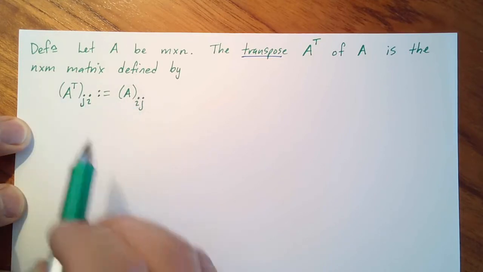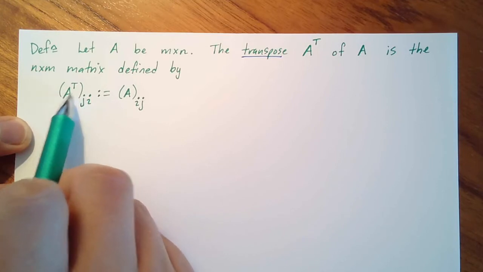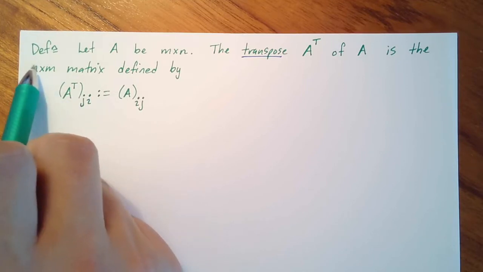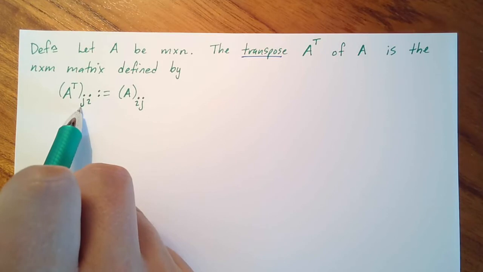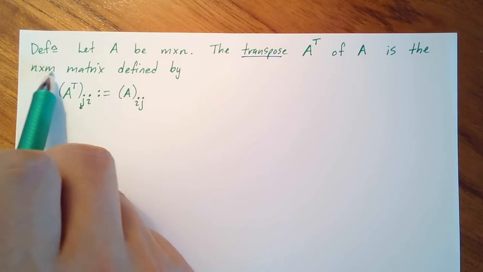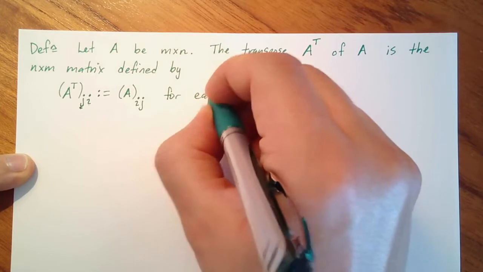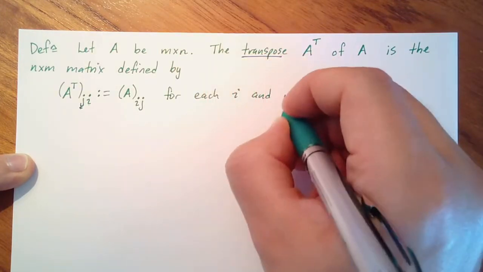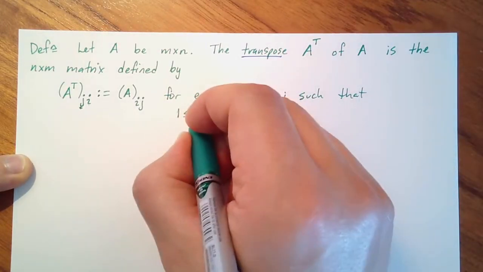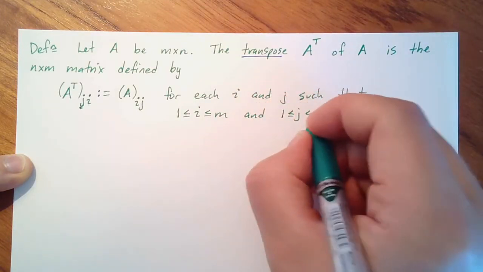What is this rule valid for? Well, it's got to give us a valid rule to determine the entry of A transpose in row j. So j would have to be between 1 and the number of rows of A transpose, so between 1 and n. And then the column index would have to be between 1 and the number of columns of A transpose, which is m. So this is true for each i and j such that i is between 1 and m, and j is between 1 and n.